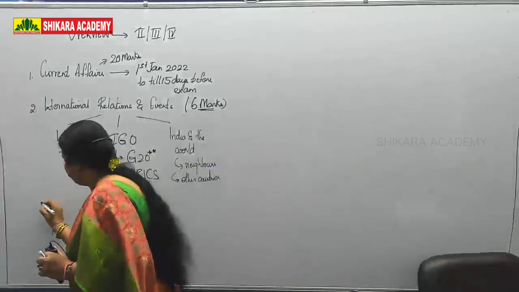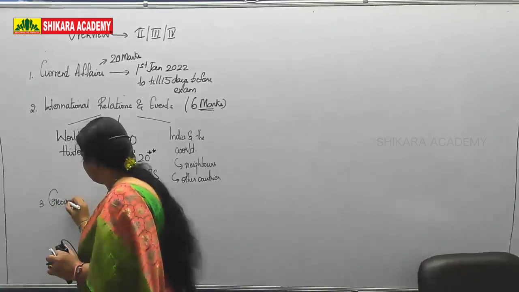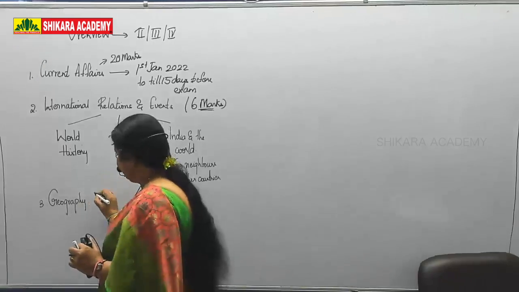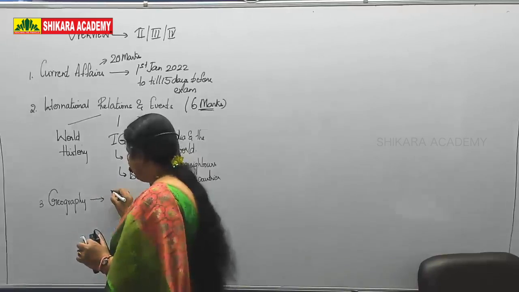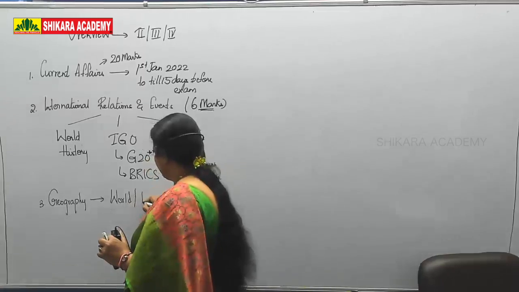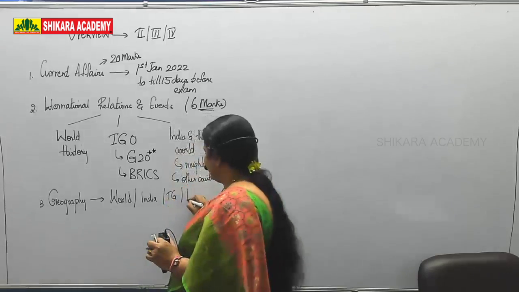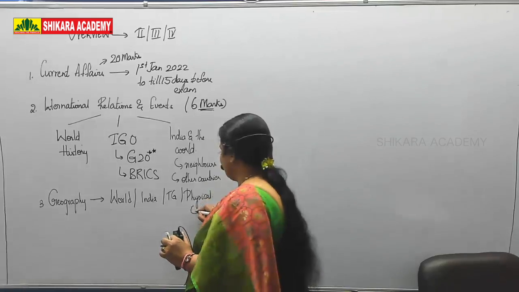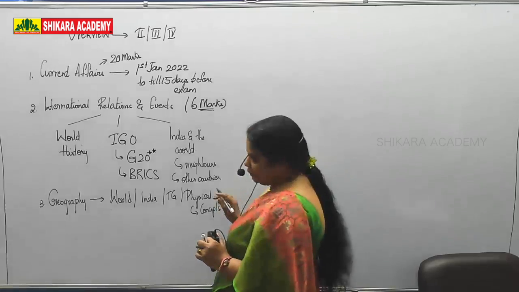Now the third area that we talk about is, I come to the core subjects. The first is geography. Now geography for 2 and 3 is mentioned only in paper 1. Basically geography we divide it into world, India, Telangana. Apart from this, we also talk about physical geography. Physical geography is where we talk about concepts related to geography, land forms, water bodies and all those concepts.